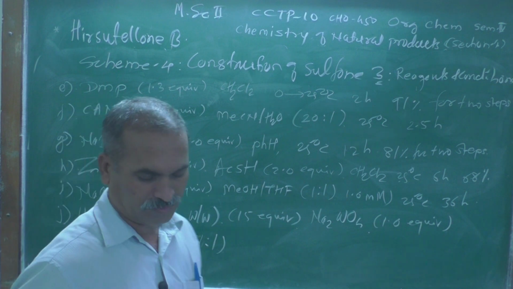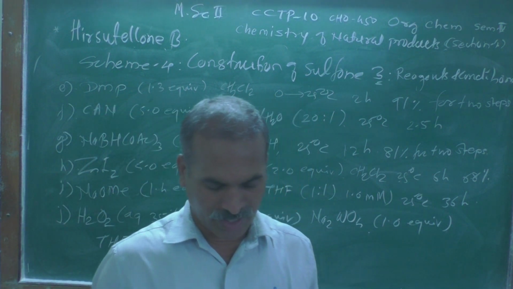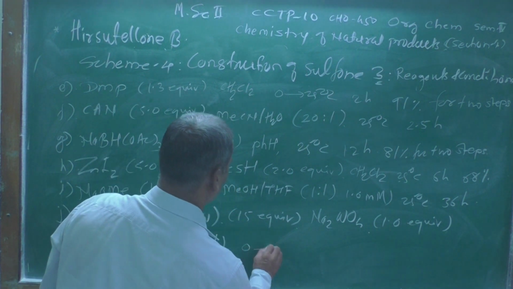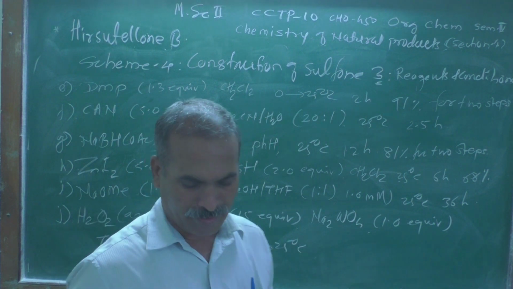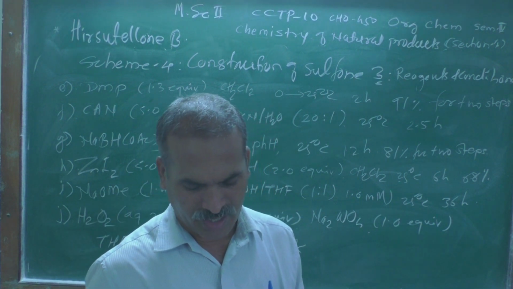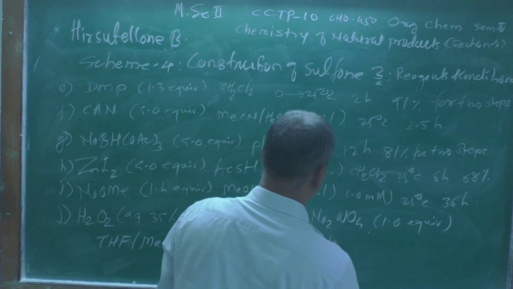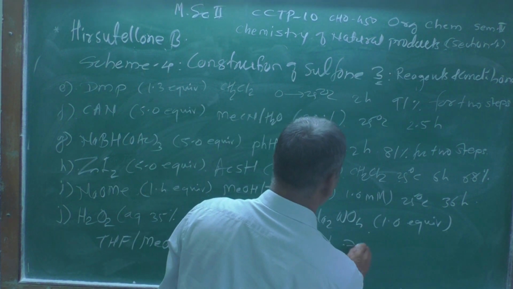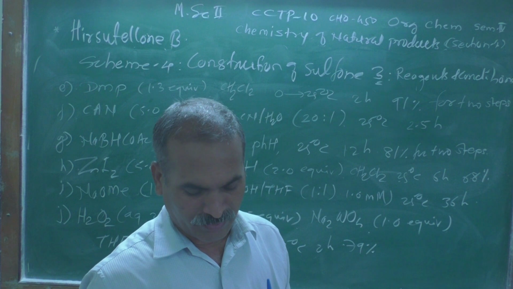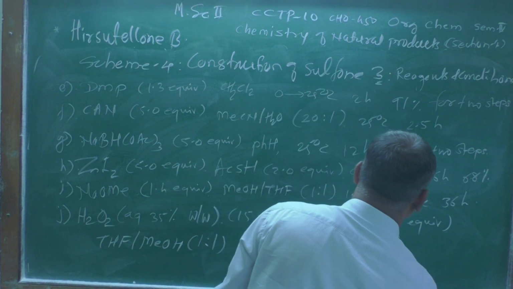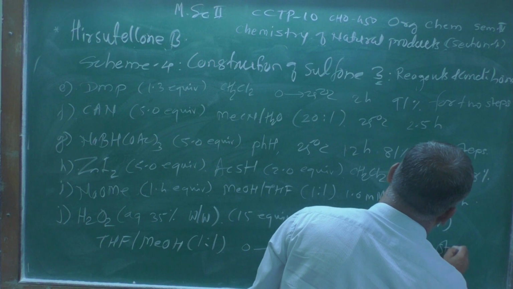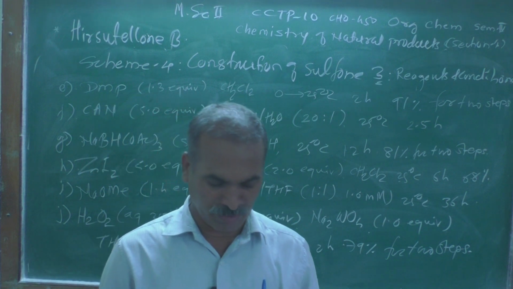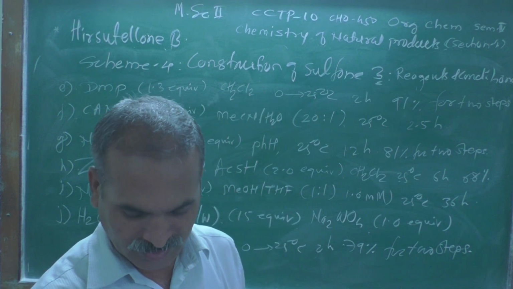1:1 means an equal amount of the solvents they have used, and temperature kept 0 to 25 degrees centigrade, and the reaction mixture was kept for 2 hours and they have got 79% yield for 2 steps.